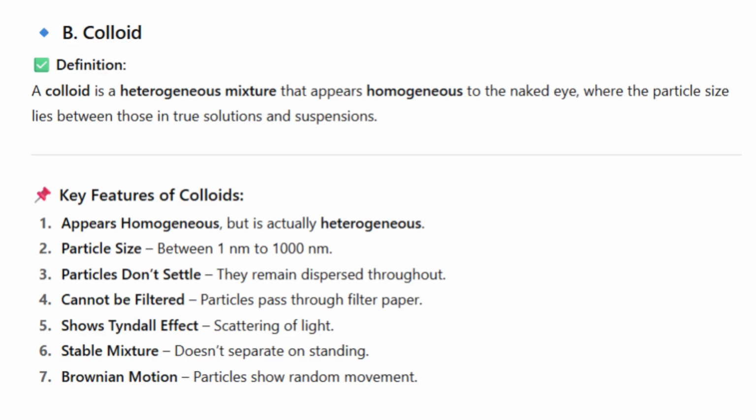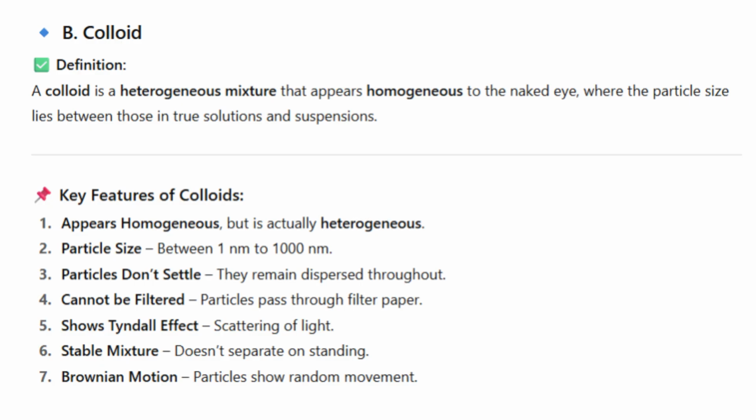B. Colloid. Definition: a colloid is a heterogeneous mixture that appears homogeneous to the naked eye, where the particle size lies between those in true solutions and suspensions. Key features of colloids: appears homogeneous, but is actually heterogeneous. Particle size between 1 nanometer to 1000 nanometers. Particles don't settle. They remain dispersed throughout.